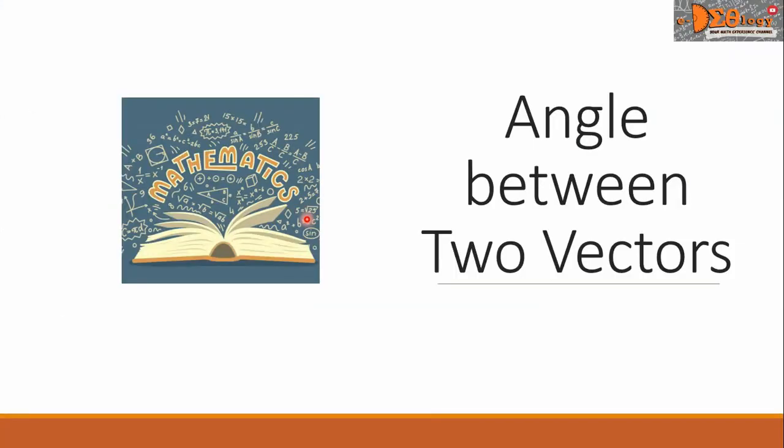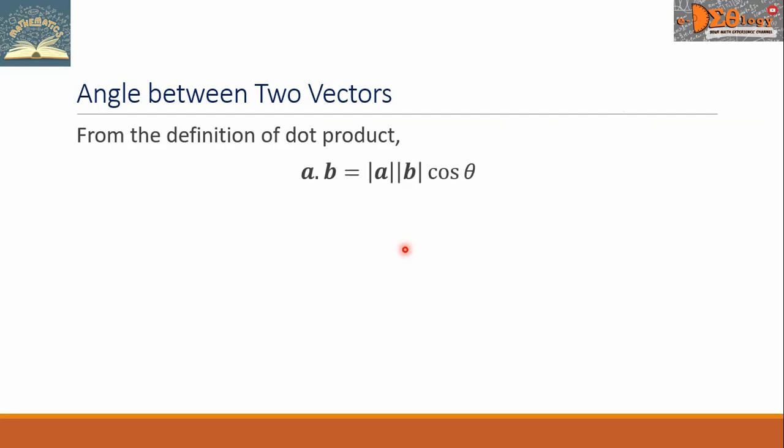Hi everyone. Today we're going to study the angle between two vectors. From the definition of dot product, we have this formula: A dot B equals length of A times length of B times cosine theta.